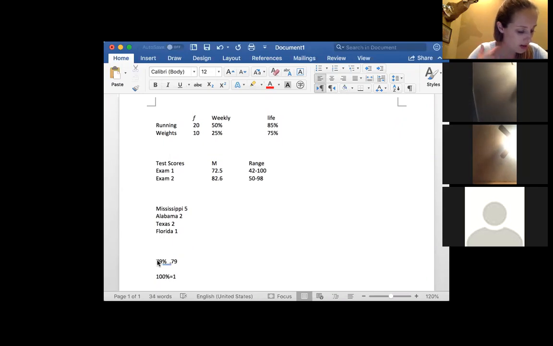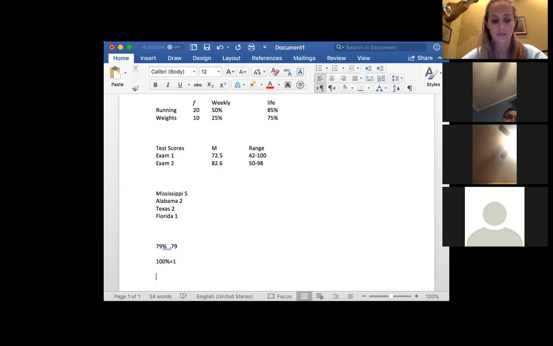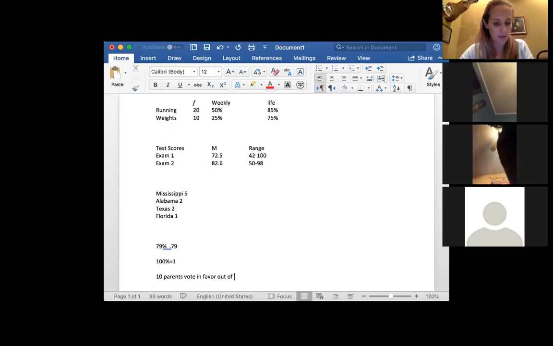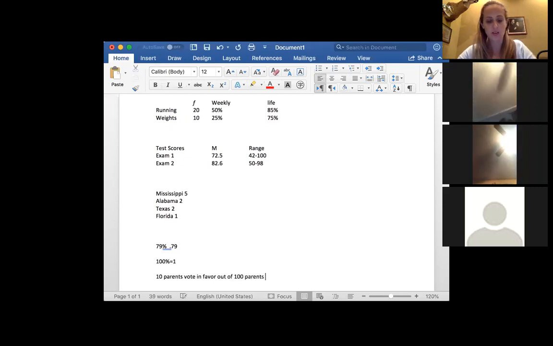If 10 out of 100 parents vote in favor of a school decision, what percent vote in favor? So 10% or 0.10, right? So if 10 parents vote in favor out of 100 parents, 10% vote in favor. Right.